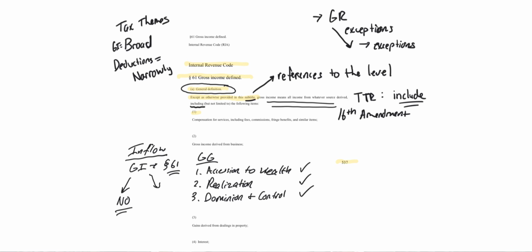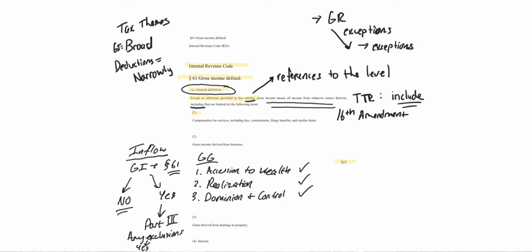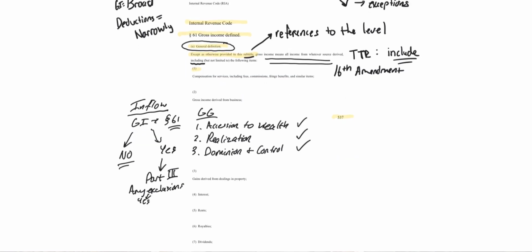But if you do have it, yes, then there's one more step. And that is to go to part 3 of subchapter B and ask, are there any exclusions? If yes, then it does not go on the tax return. But if no, then it does go on the tax return. That's how we do this.